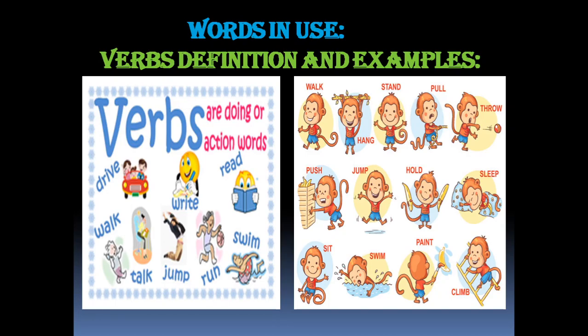If I tell you to sit, you will sit. You are doing some kind of action. If I tell you to sleep, you are sleeping. You are doing some kind of action. So all the action words or doing words are called verbs.